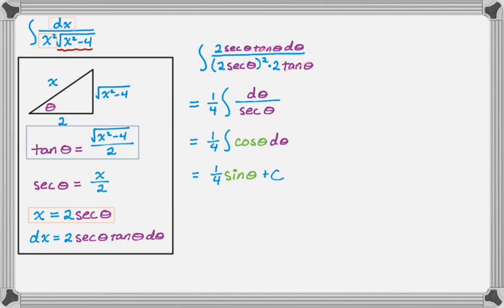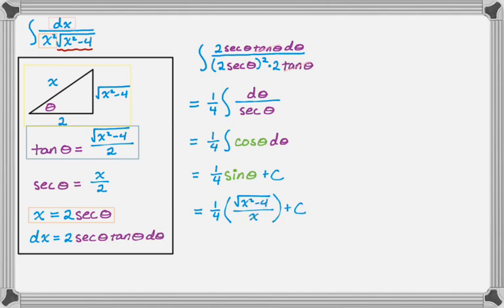Now I'm going to go back to my triangle, and if you look at the triangle, you can see that in the triangle, the side opposite theta is radical x squared minus 4. The hypotenuse is x, so sine is going to be radical x squared minus 4 over x.